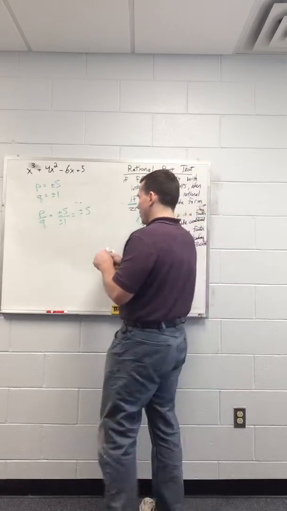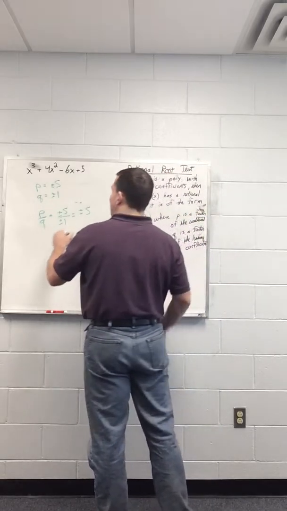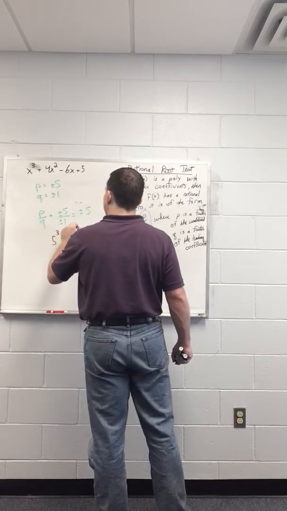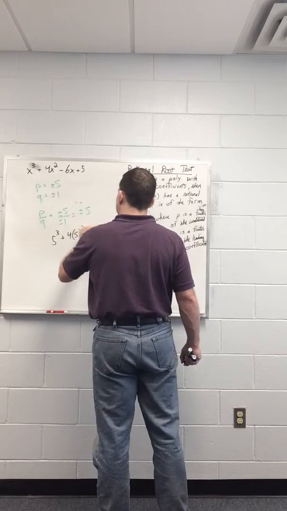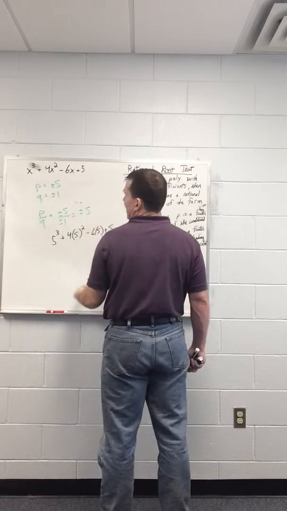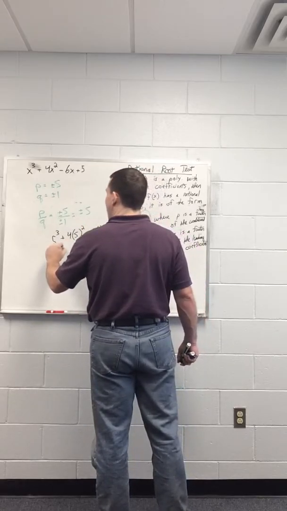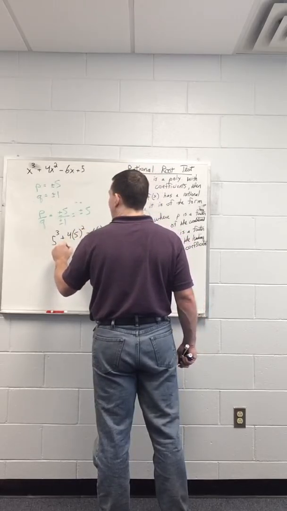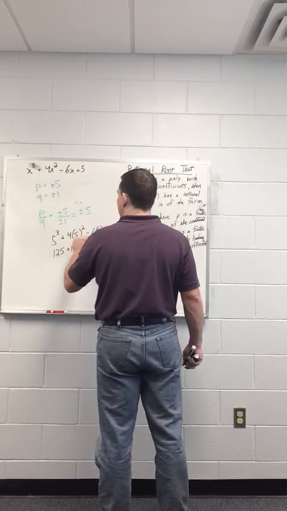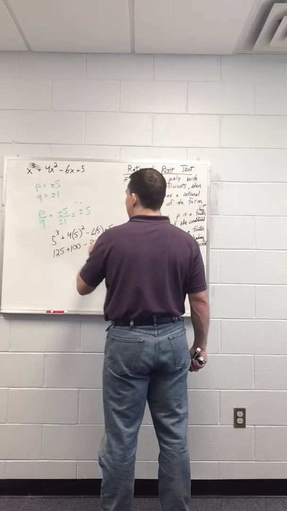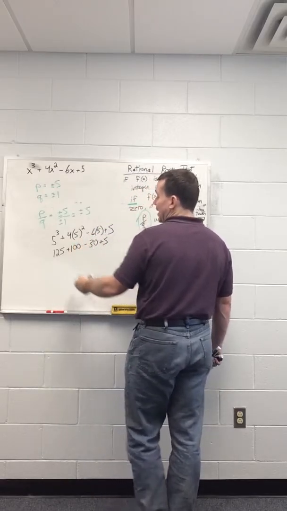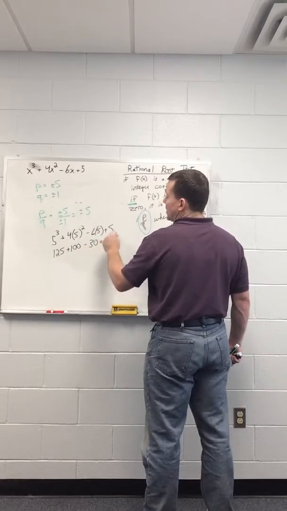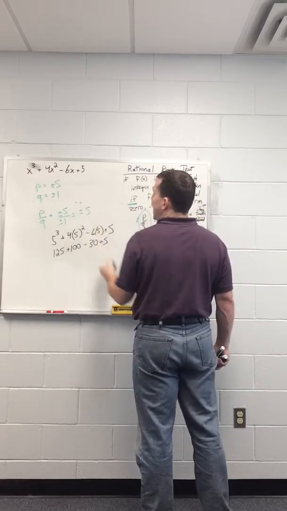In this case, if we look really quickly, if I plug in 5, I get 5 cubed plus 4 times 5 squared minus 6 times 5 plus 5. 5 cubed is 125. 5 squared is 25. 25 times 4 is 100. Minus 30 plus 5. I don't really care what that is, because that's 225. That's never going to give me 0. So positive 5 is out.